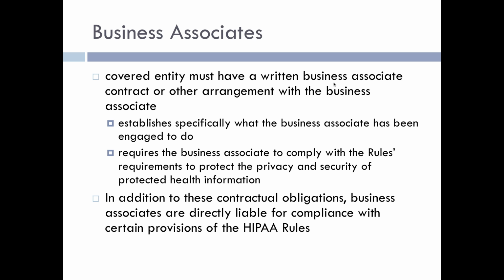If a covered entity chooses to engage with a business associate for helping them carry out their activities and functions, there are a few things to be aware of. First, the covered entity needs to have a written business associate contract or another arrangement with the business associate. Second, this contract or arrangement has to establish what the business associate is being engaged to do and require that it complies with the HIPAA Omnibus rule and those that apply to privacy and security of protected health information. Finally, on top of these contractual obligations, business associates are directly liable for compliance with the provisions of these rules.